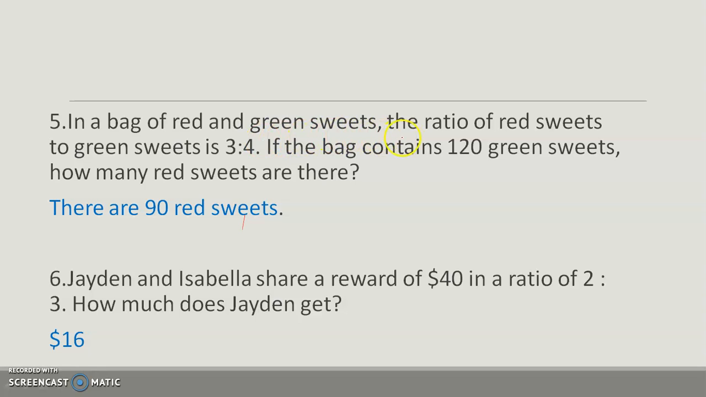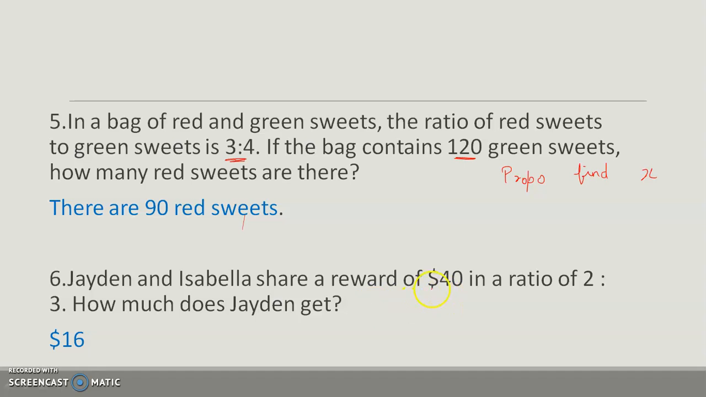Okay, let me explain this question. In a bag of red and green sweets, the ratio of red and green sweets is 3:4. If the bag contains 120 green, how many red? It is like they are proportional and find x. Of that model you have to do. You have to write the ratio as 120:x and find x. Hope you will do.